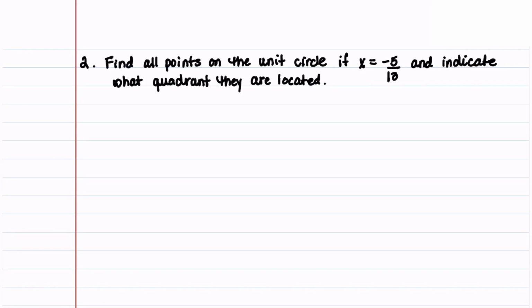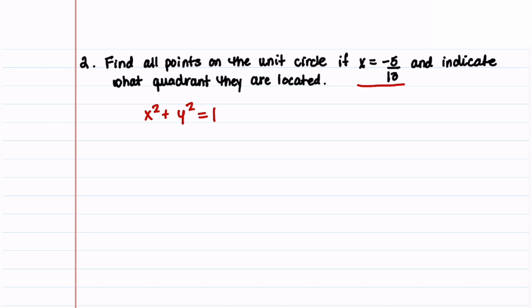In this example, we need to find all points on the unit circle if x is minus 5 over 13, and then we're going to indicate what quadrant these points are located. Just like we did before, we're going to begin with the equation for the unit circle. x squared plus y squared is equal to 1.